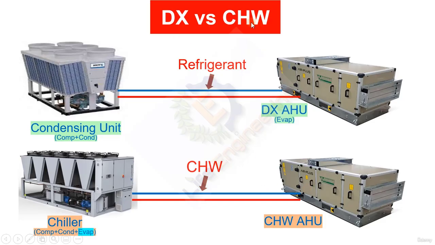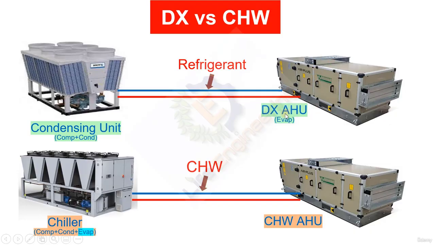DX versus chilled water. As we have seen, this is the condensing unit, which has the compressor and condenser, and part of the evaporator is located at the air handling unit itself. That's why, to complete the refrigeration cycle, the refrigerant is passing through the pipes or the tubes here from the condensing unit to the air handling unit or fan coil unit.